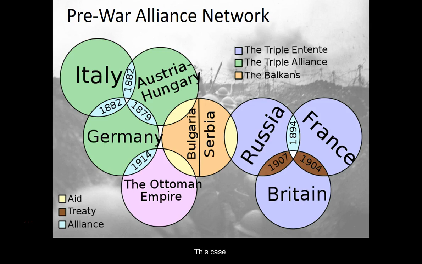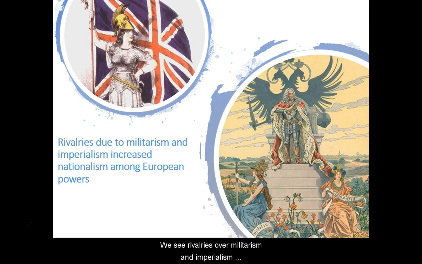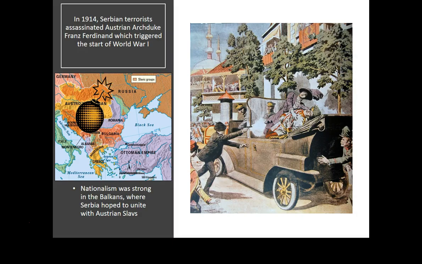And in this case, we see rivalries over militarism and imperialism really start increasing. We also see nationalism, pride in one's country and one's nationality and ethnicity, really begin to increase amongst European powers. All of this is going to lead to that spark, and that spark happens in a region called the Balkans. And this is a region right here on our map where that bomb is located.